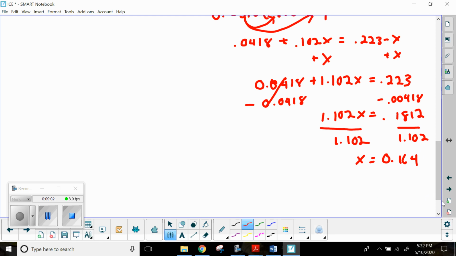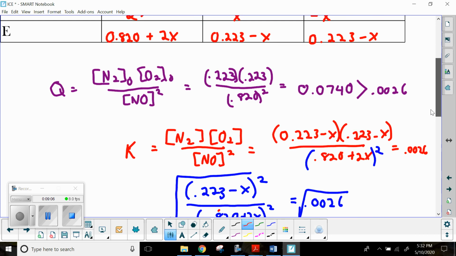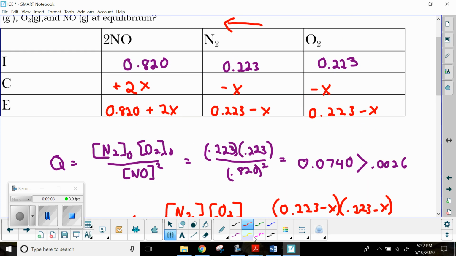I'm almost done, I promise you. So that's the number of moles I'm going to increase or decrease from. So we're going to go back up here. We now know this x is going to be 0.164. We know that this x is going to be 0.164. And we're going to realize this x is 0.164.